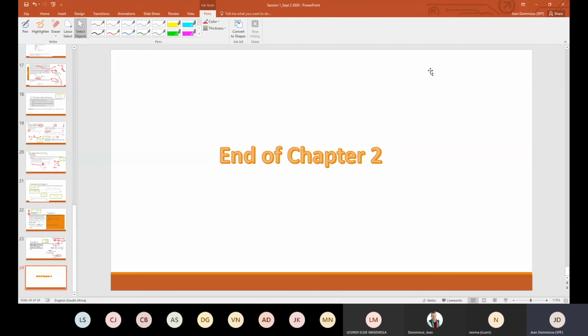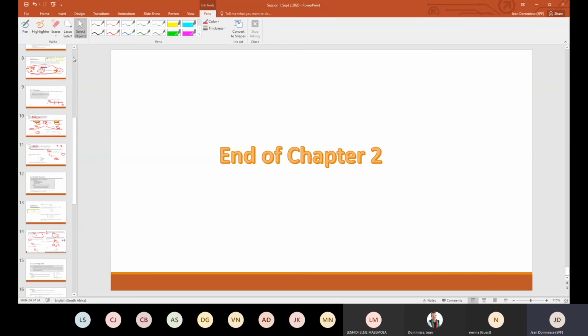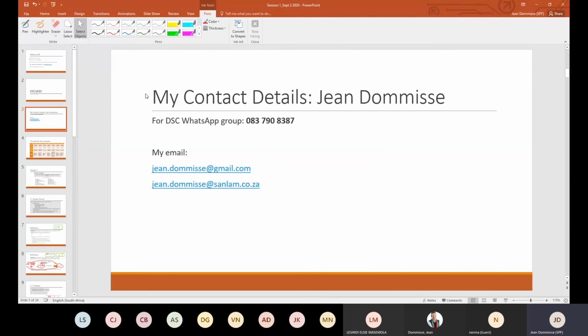But yeah, I just wanted to start off so that we get the basics in, and then from next week, compound interest, and then it will become a bit more difficult as we go along. So let me go back to this one slide with my contact details so that I can add you to the WhatsApp group, so that we can start communicating.